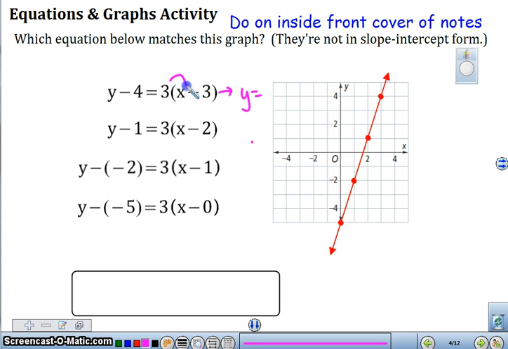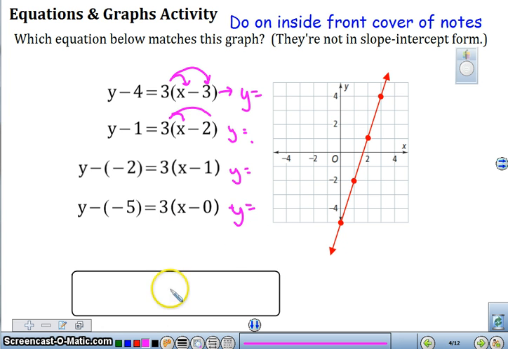Here you are going to want to distribute first and then get the y by itself. Again, distribute the 3 first and then get the y by itself. Write each of these equations in y equals form, and see which one matches this graph below.